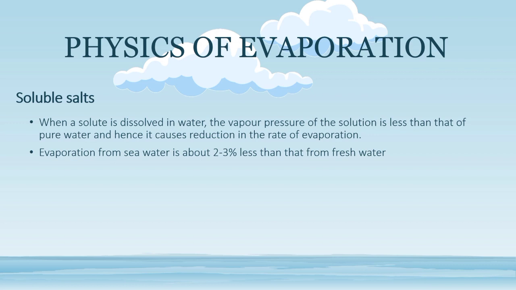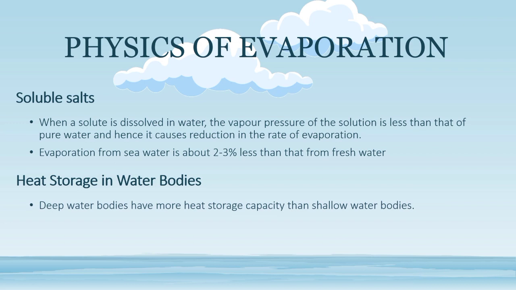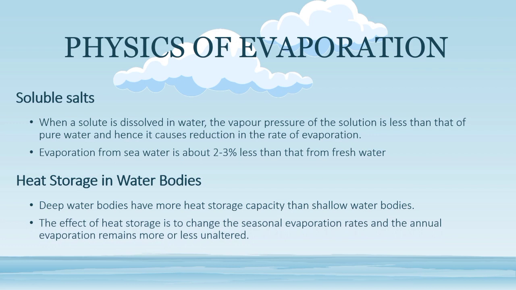Heat storage in water bodies. Deep water bodies have more heat storage capacity than shallow water bodies. The effect of heat storage is to change the seasonal evaporation rates, and the annual evaporation remains more or less unaltered.